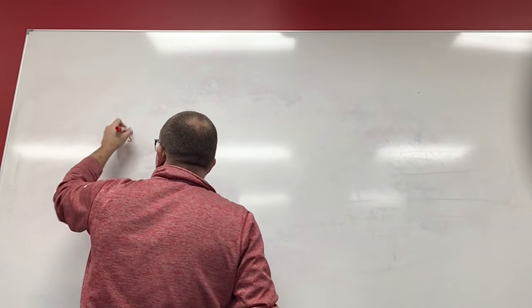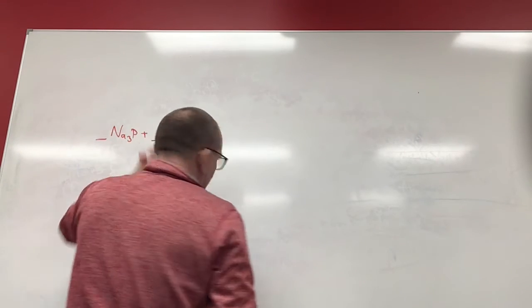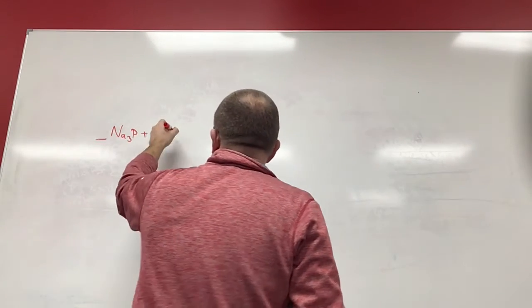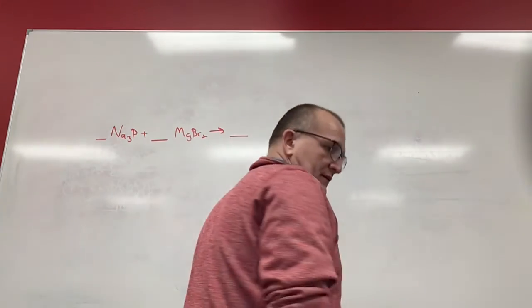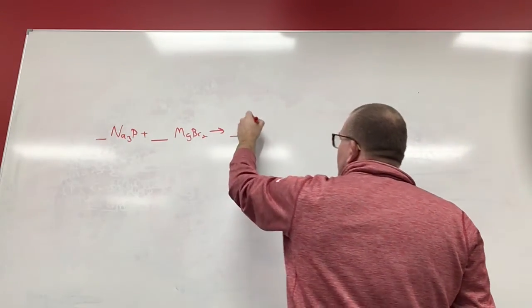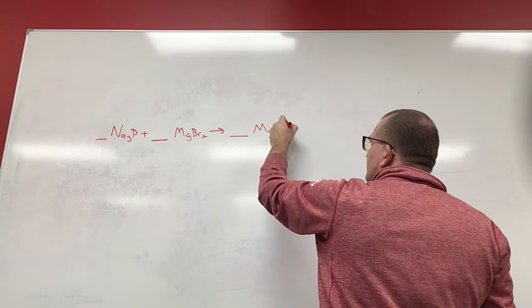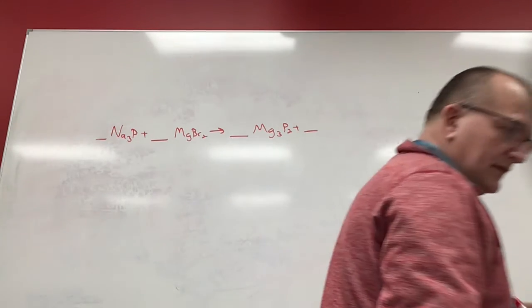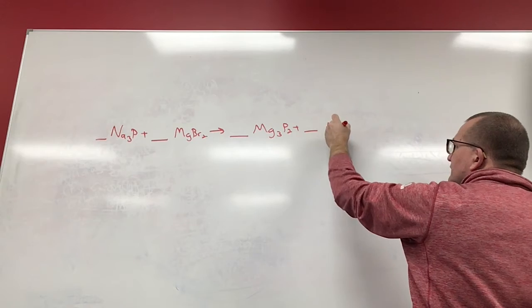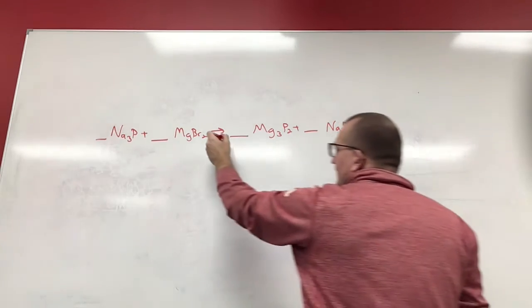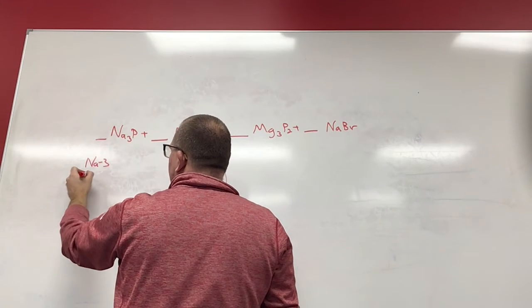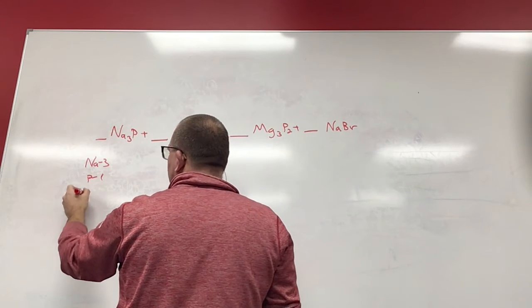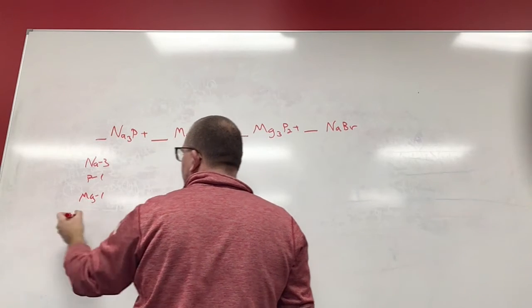is sodium phosphide plus magnesium bromide makes magnesium phosphide and sodium bromide. So then we count Na, 3, 1 P, 1 Mg, 2 Brs.